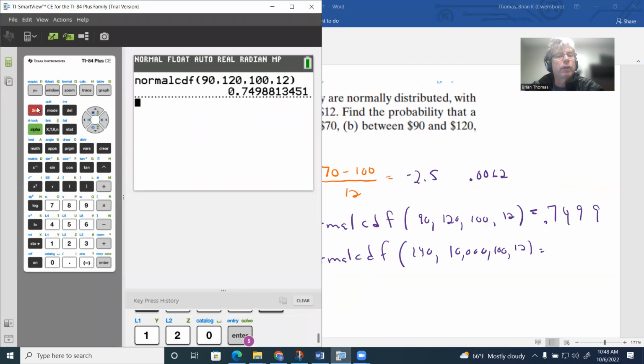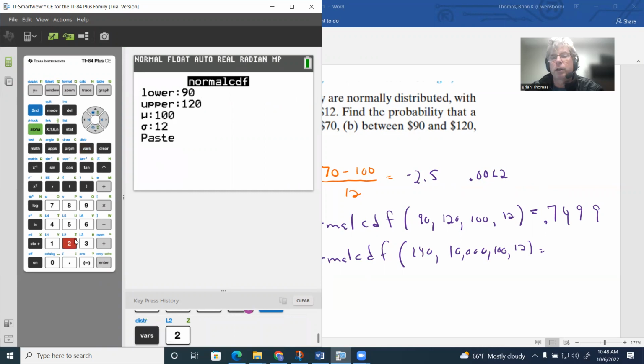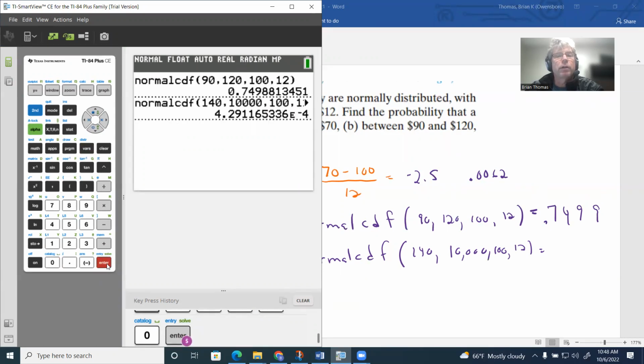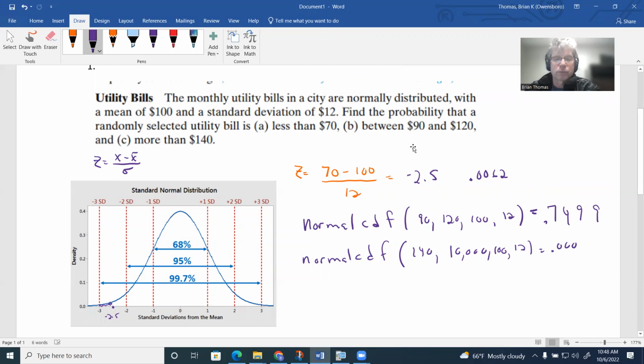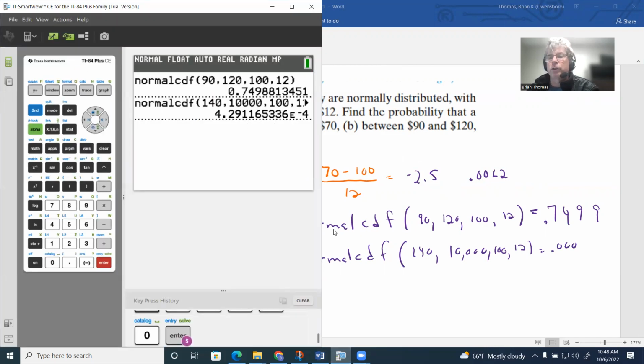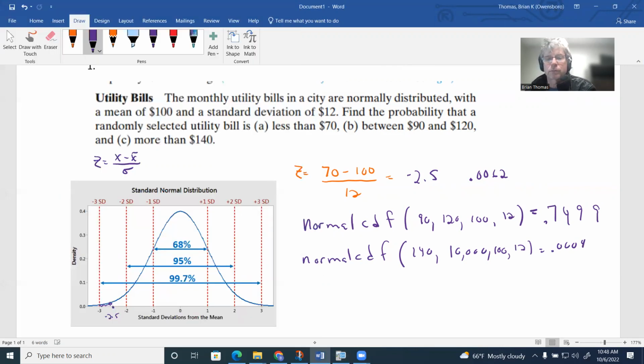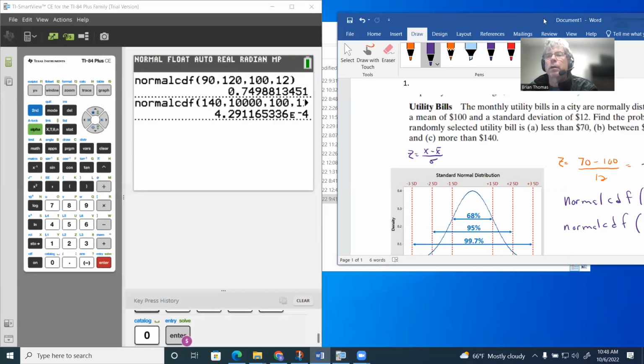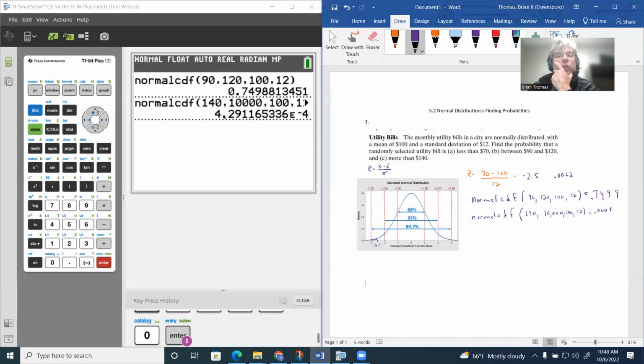So if I type in second distribution, number 2 for that, my lower bound is 140. My upper bound this time is 10,000. And the rest of it stays the same. Hit enter. And that gives me one of those kind of numbers. E to the negative 4 means to move the decimal 4 places to the left. So I need to put 3 zeros in there and then a 4. That gives 0.00042, and that 2 would just make it 4. So notice how that's really a low probability. It's basically 0%, 0.04%. So unlikely to happen there.